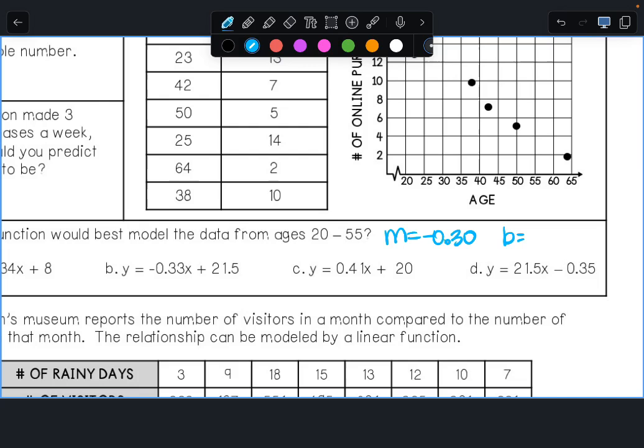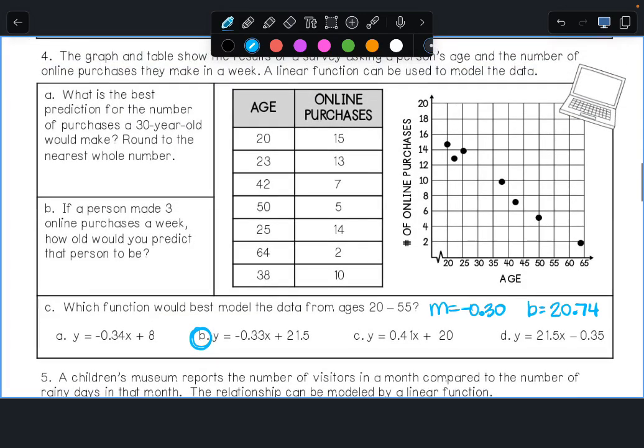All right, what did you get for the slope? Negative 0.30. And the y-intercept? 20.74. These numbers are closest to what answer choice? B. Once again, trend lines, they are estimates. They're not exact. So you find the answer choice closest to it. Got it?